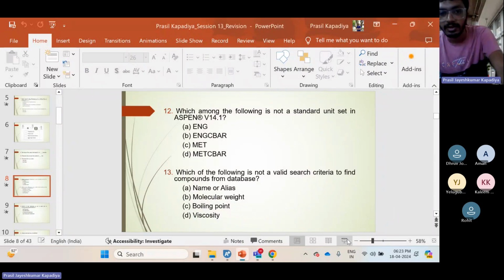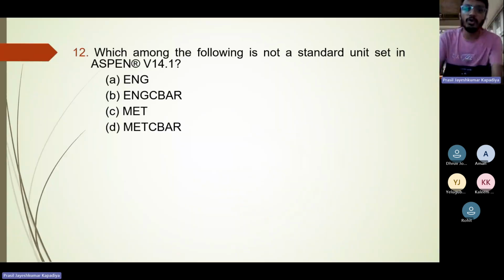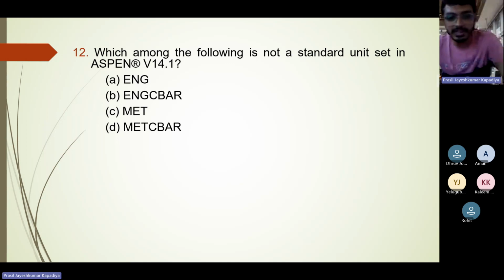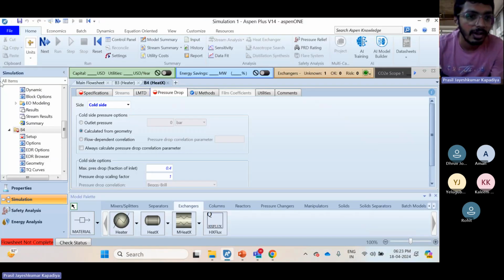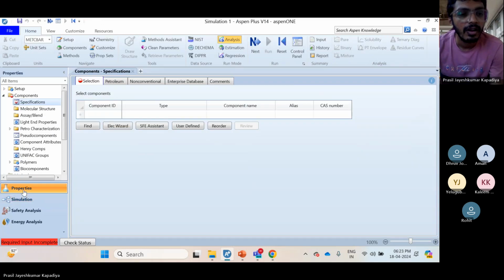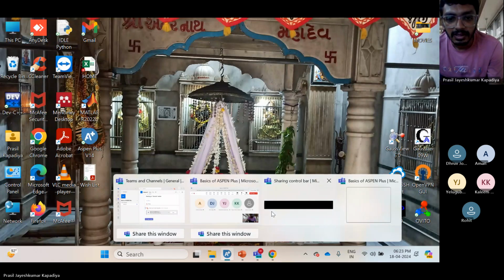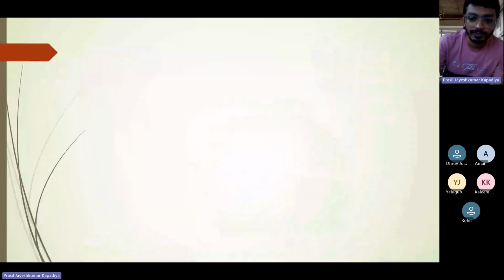Okay, so let's check question number 12. Which among the following is not a standard unit set in Aspen? English unit, English Celsius bar, metric Celsius bar, or English unit with Celsius and bar. We can see that from here. You can see that it is metric Celsius bar, metric units, and English, British units. Okay, let's move ahead.